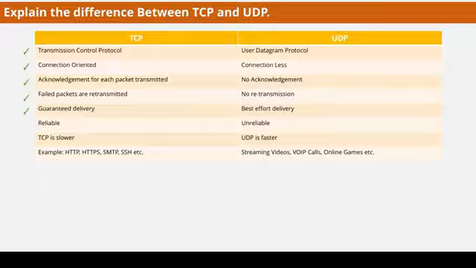We have guaranteed delivery in TCP, whereas UDP does best effort delivery. TCP is considered a reliable stack of protocols, whereas UDP is unreliable. TCP is comparatively slower than UDP. A few of the protocols that use the TCP stack are HTTP, HTTPS, SMTP, and SSH, whereas UDP is widely used by protocols that run streaming media like streaming videos, VoIP calls, online games, etc.